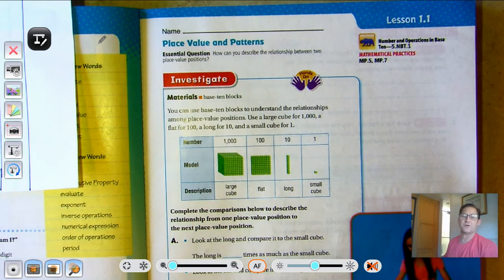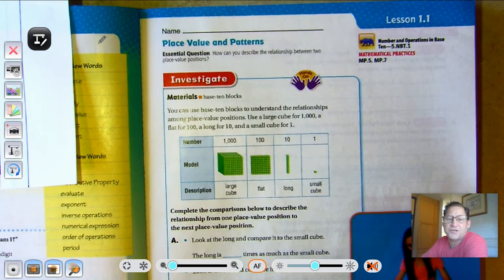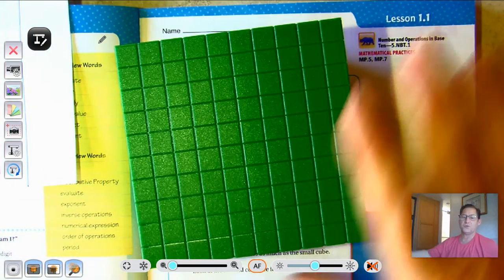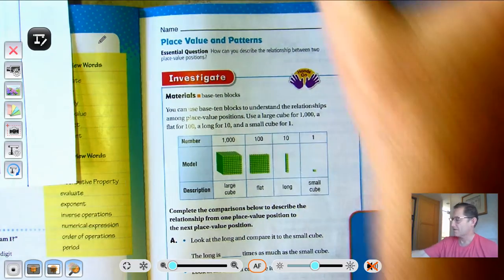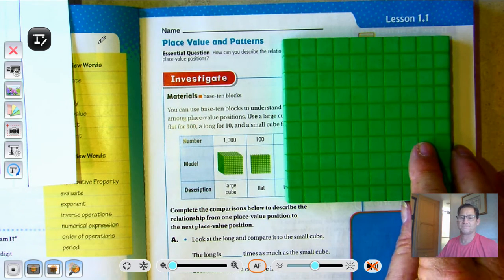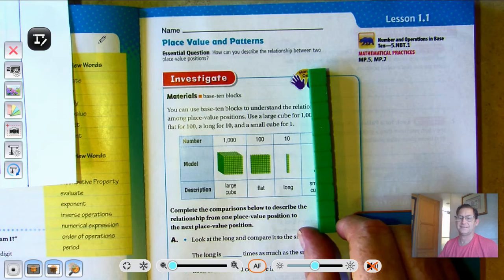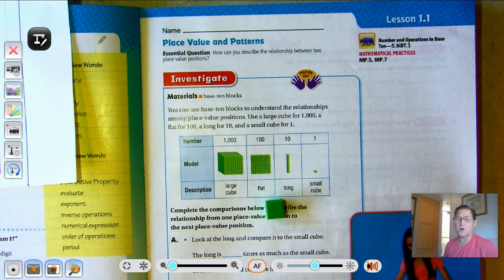Okay, and so some materials that I'm going to use are base 10 blocks. And in our instructions, it says you can use base 10 blocks to understand the relationships among place value positions. So we would use a large cube to represent 1,000. We would use what is known as a flat to represent hundreds. We would use a long to represent 10. And we would use one small cube to represent the value 1.